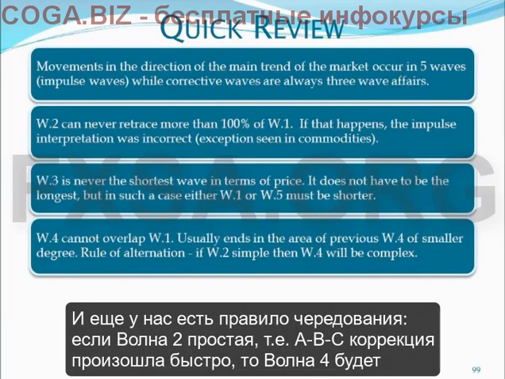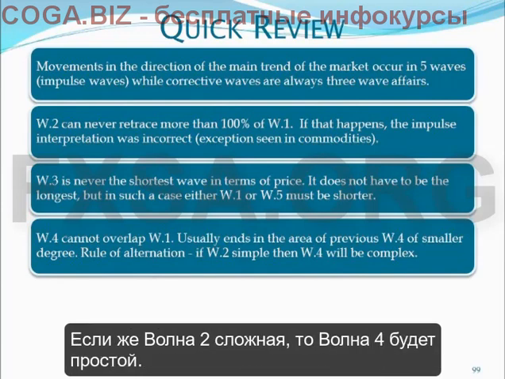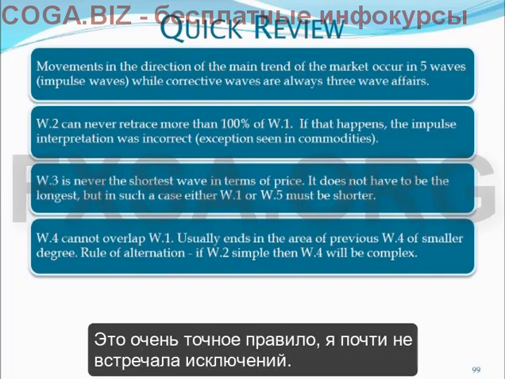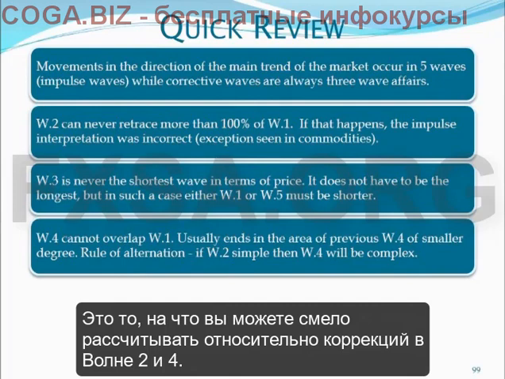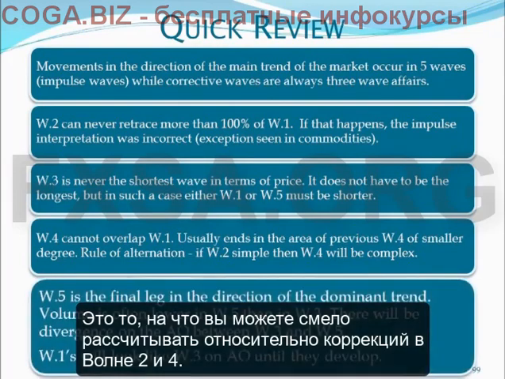And we also have the rule of alternation. If you have a simple Wave 2, meaning you have a quick ABC, then your Wave 4 is going to be complex. If your Wave 2 is complex, then your Wave 4 is going to be simple. This is very standard. I don't see many exceptions to this rule. This is something you can pretty much count on in the correction of Wave 2s and 4s.